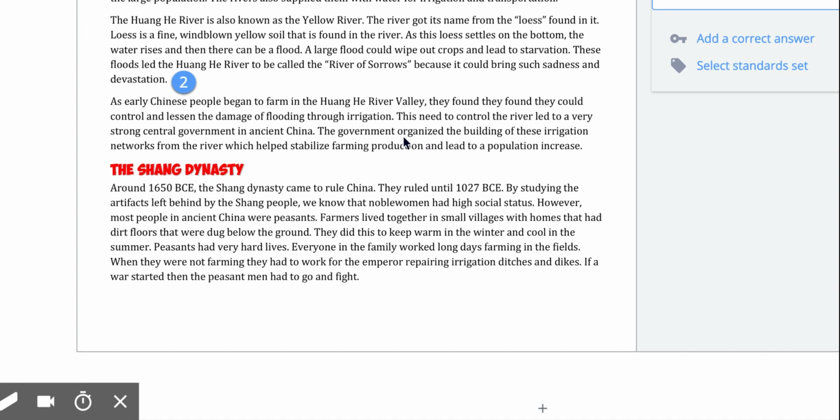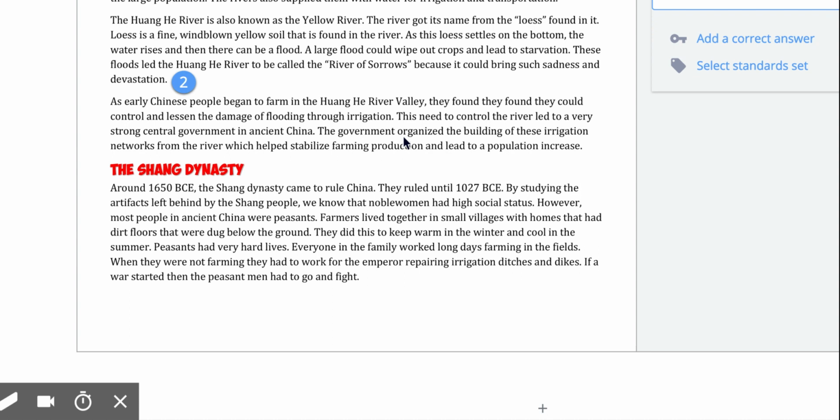The Shang Dynasty. Around 1650 BCE, the Shang dynasty came to rule China. They ruled until 1027 BCE. By studying the artifacts left behind by the Shang people, we know that noblewomen had high social status.